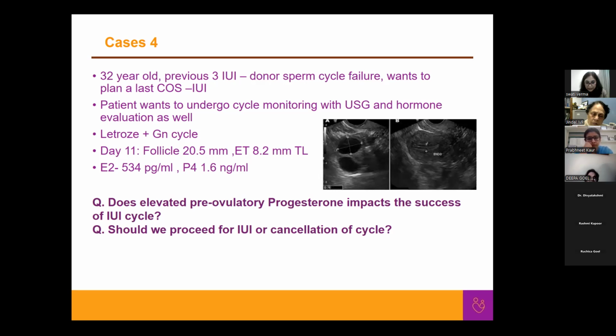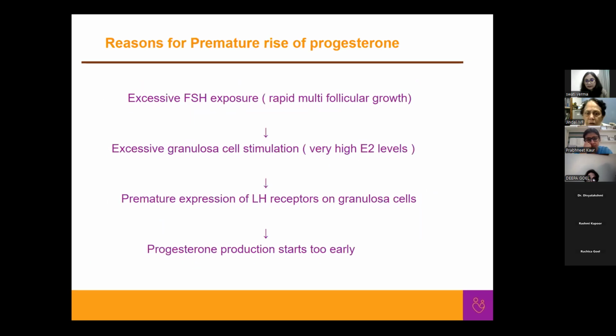So does elevated pre-ovulatory progesterone impact the success of IUI also? And should we proceed for IUI in this patient or should we cancel the cycle? I think it may be a sign of early LH surge, so you can give HCG and do IUI 24 hours later, or confirm whether the LH surge has started and then do it. But early progesterone would interfere with implantation. It impacts implantation actually.